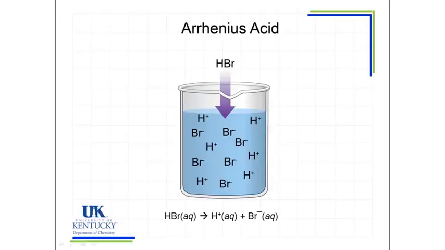An Arrhenius acid is a substance that produces H+ in aqueous solution. Here we show HBr, and we show that it completely dissociates or ionizes into the H+ and Br- ions. We represent this in the chemical reaction by showing a one-direction arrow. This indicates that the reaction goes completely from reactants to products.